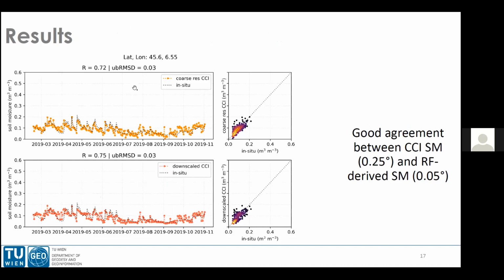And here is just an example time series of the retrieved soil moisture, let's say, the downscaled soil moisture here at the bottom in red, compared to the CCI soil moisture in the top time series in orange, while the black dots represent the in situ soil moisture from the SMOSMANIA network. And they have a pretty good agreement between each other.